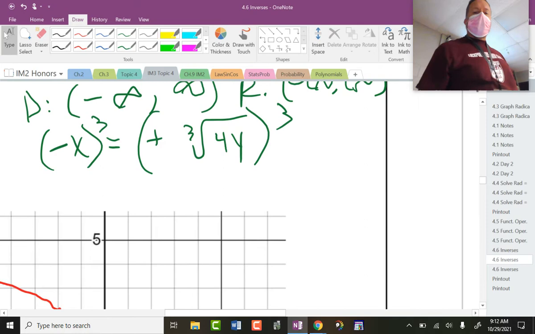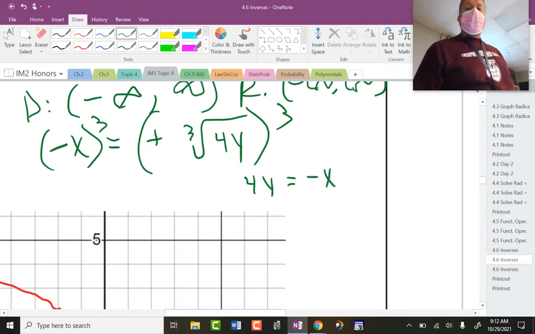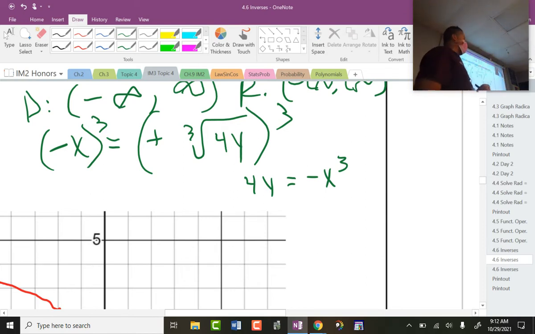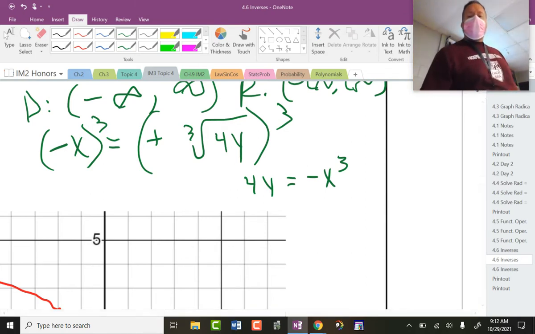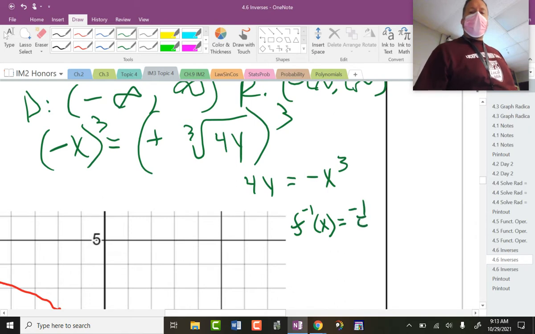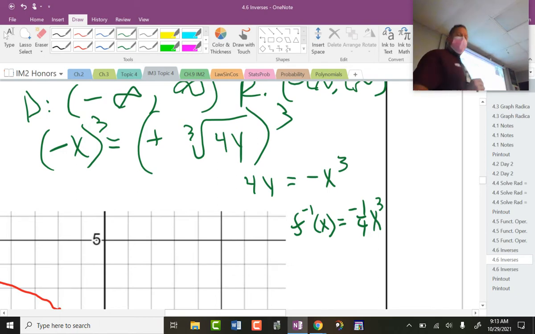That's other things that goofballs are doing when we do our math operations. That's not a Math 2 thing. That's what you came in with. Those general algebra skills. And then when I divide by 4, I guess another way we could look at it is 1/4 negative x cubed. Okay? And then that's our inverse.